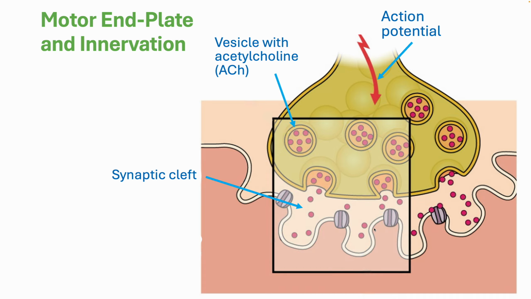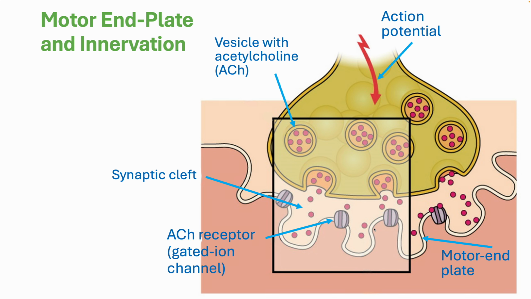The motor end plate is going to be the portion of the muscle that is going to synapse with the axon terminal, and that is going to be where you have an acetylcholine receptor, which is a gated ion channel present. So acetylcholine binds to the acetylcholine receptor.